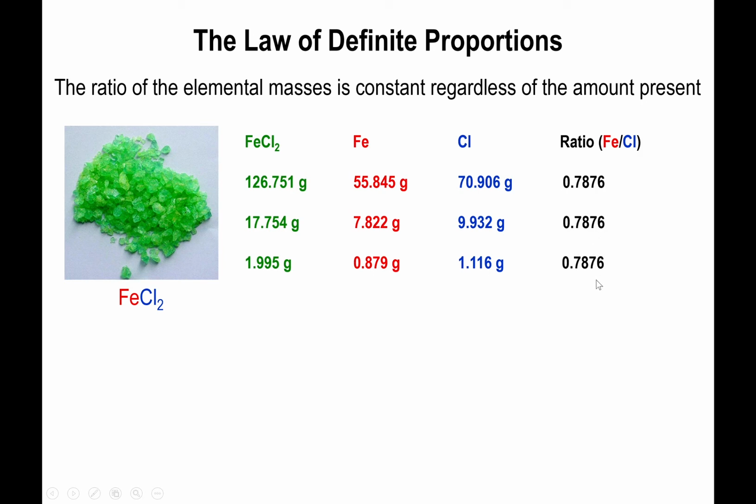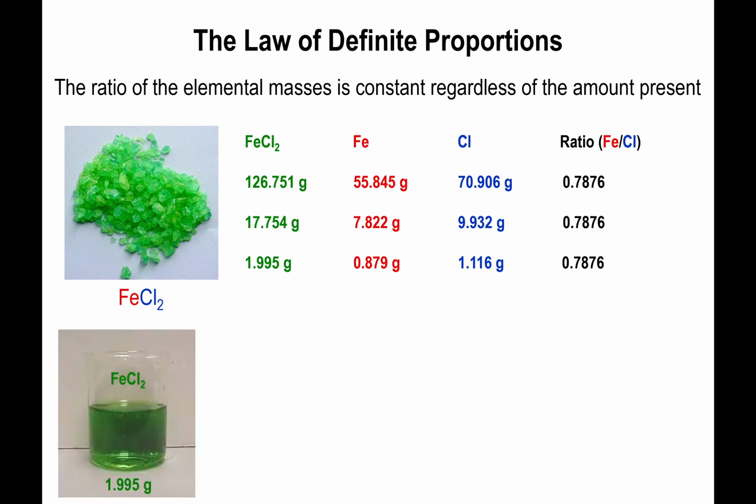And so what this tells you, what the law of definite proportion tells you, is that it doesn't matter what amount of compound you're dealing with, the ratio of the masses of the elements present in your compound will remain constant. And in a way of speaking, this is the means by which you can prove that you are dealing with this specific compound, because that compound will have that particular ratio.